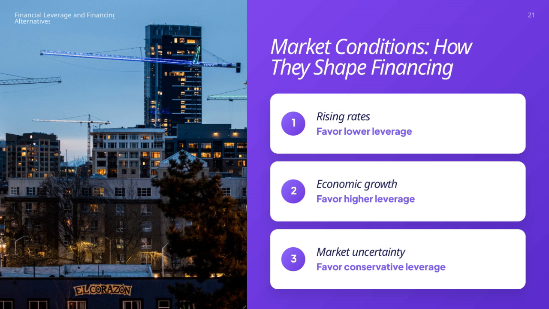On the other hand, when the economy is growing robustly, there's often more confidence in future earnings, which can support higher leverage levels. Businesses may feel comfortable taking on more debt to finance expansion or new projects during these times. Lastly, during periods of market uncertainty, the trend swings back toward conservatism. Companies usually prefer to limit their leverage to maintain financial flexibility and reduce risk. So, understanding these market conditions is crucial for making smart financing choices that align with the current economic environment.